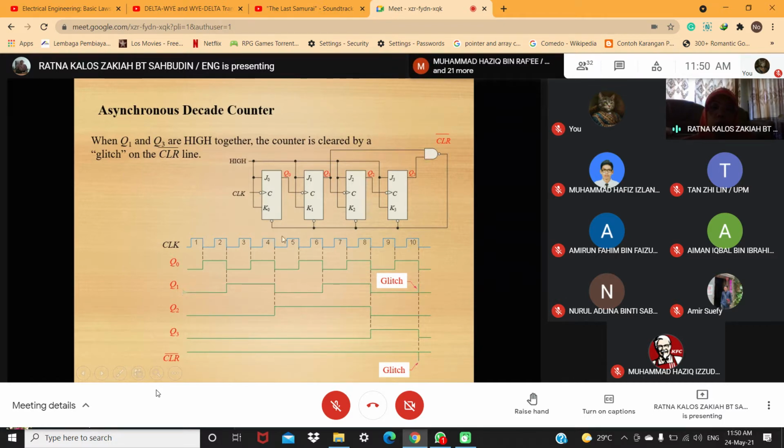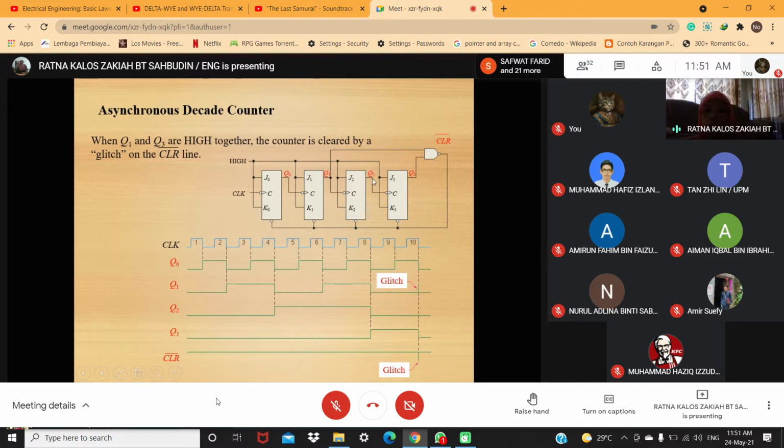And then you draw Q1. Q1 here is the output referring to J1 K1, which is always toggle, and then the clock here refers to Q0. And look at this at negative edge. So Q0 negative edge is here, here, here, here. So you have low, high, low, high, low, and so on.